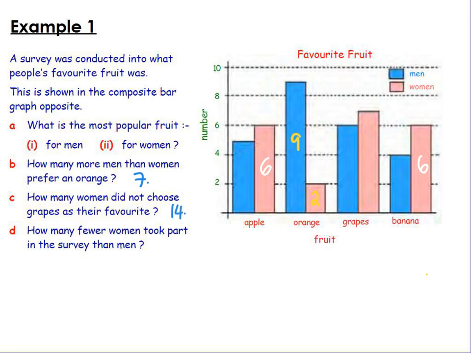Part D. How many fewer women took part in the survey than men? So we're going to need to work out the totals for both. So we've got 5 and 6 and 4. So we've got 24 men. And women, we've got 6, 2, 7 and 6. So that is 8 and 13, which is 21 women. So we had 3 less women.